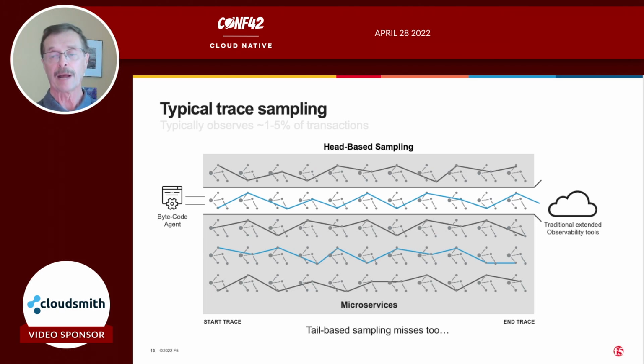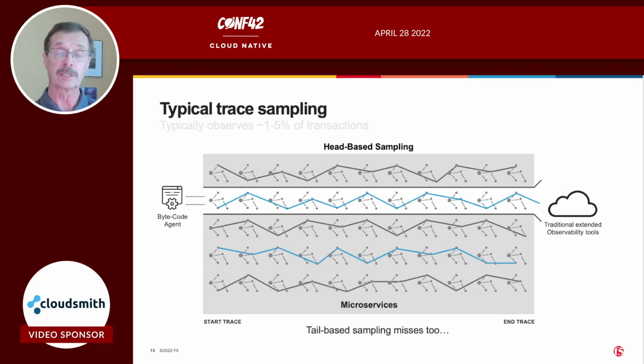However, the problem is that a trace may not lead to an obvious known error. Remember, we're looking at unknown unknowns. And so when we do this, all of a sudden, a head-based sample, while reducing the data flow, may remove that single sample that would answer your question when you're looking into the underlying causes.